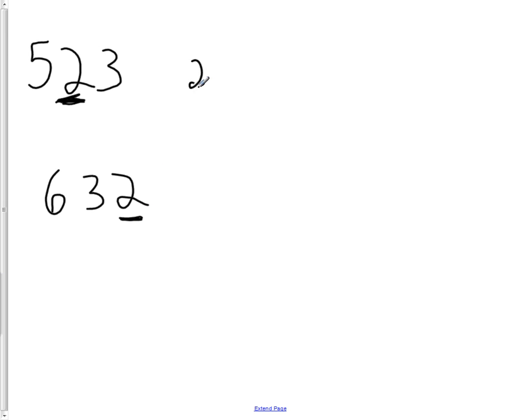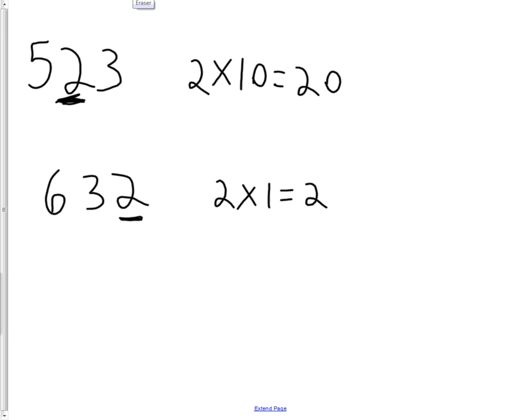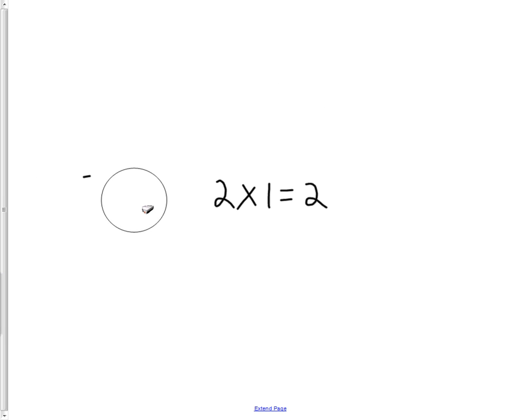So here, this 2 is actually 2 tens or 20. That's why we read that number 523. So 20. And in this number here, the numeral 2 represents 2 1s, which is just 2. So that's how a positional value system works. The value of each numeral actually depends on where it is in the representation of the number. And those positions are called the place values.